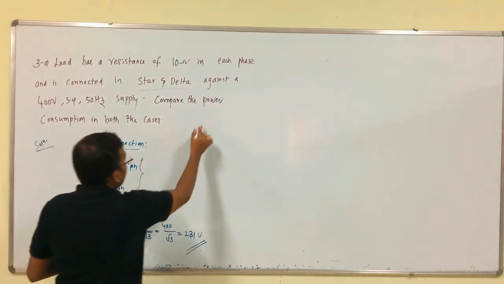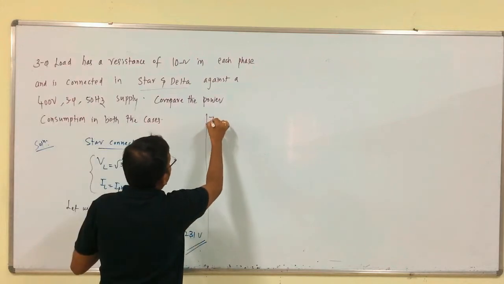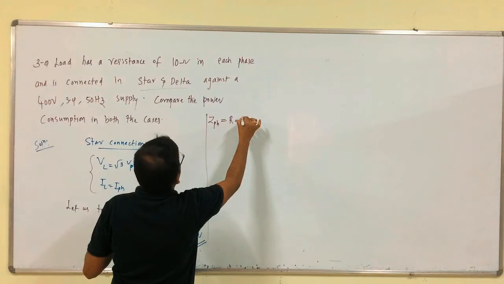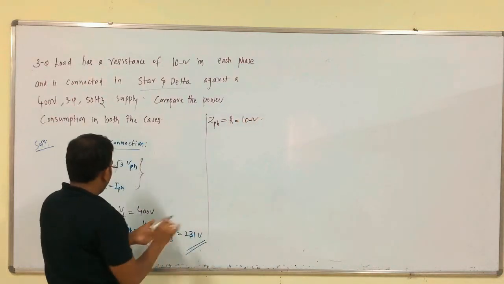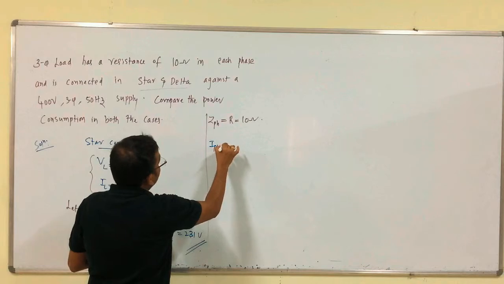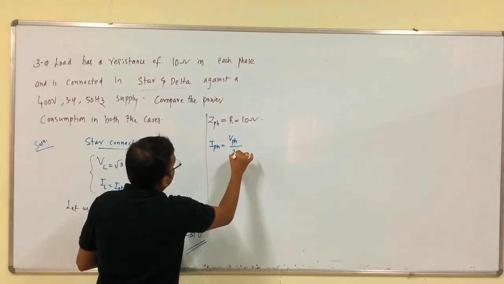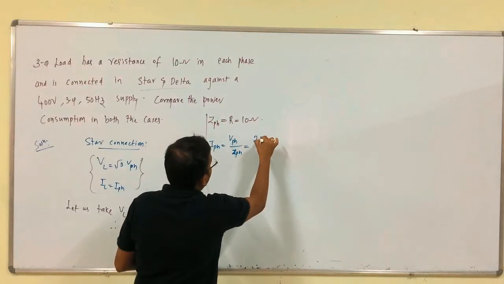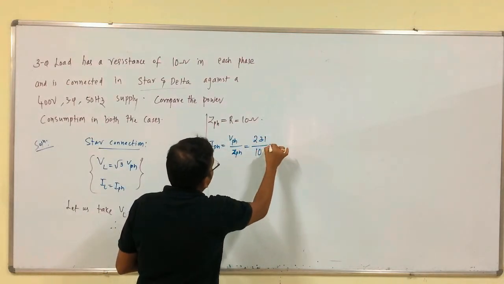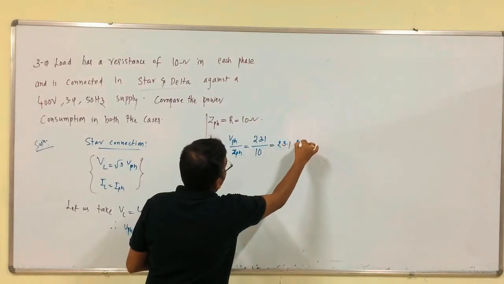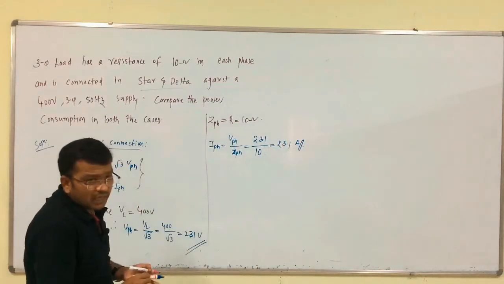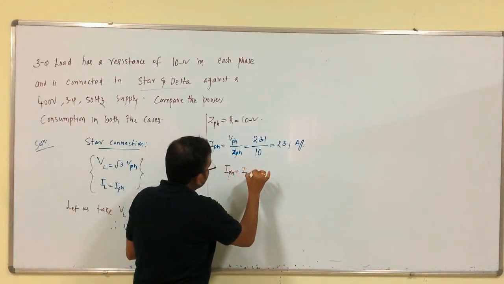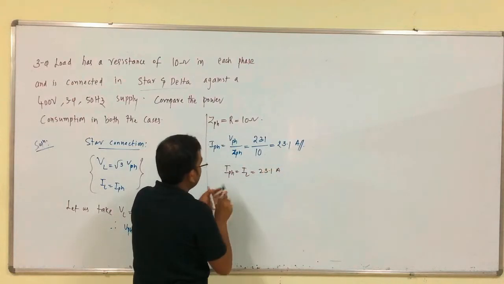Then the per phase impedance is given, which is nothing but resistance, 10 ohm. Therefore, I phase is equal to V phase by Z phase, which is 231 by R, which is equal to 23.1 amperes. So, the phase current is 23.1, and phase current is equal to line current, equal to 23.1 amperes.